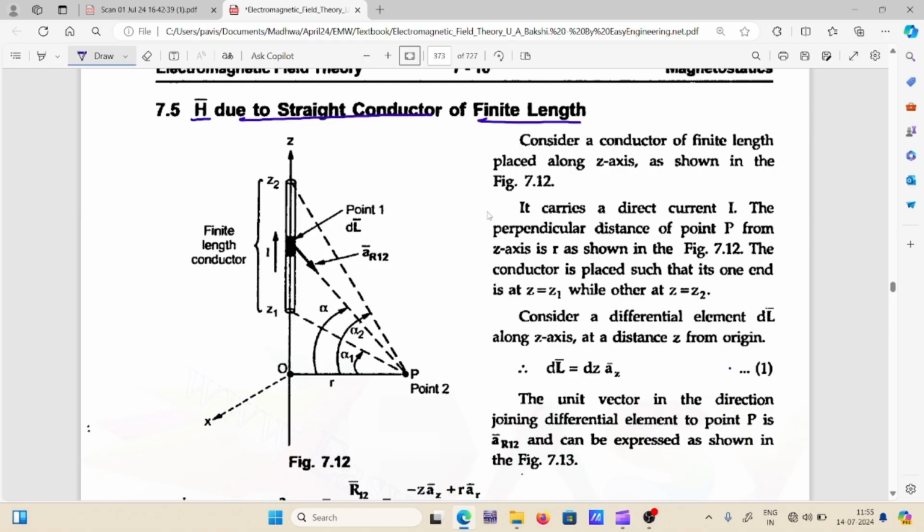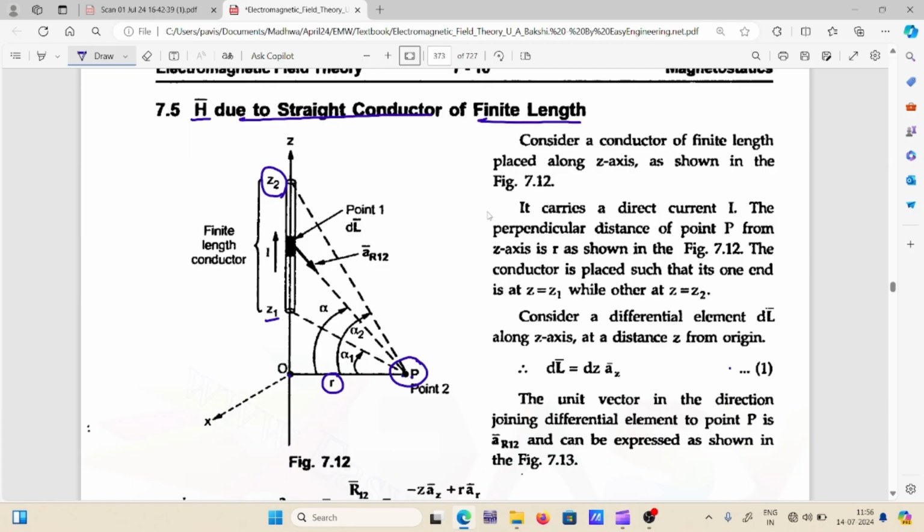So we are placing one conductor which has a finite length from Z1 to Z2, and it carries a current I. We placed it on the positive Z axis, and there is an observation point P on the Y axis. We mention R as the distance from the origin to P, and there are angles alpha, alpha 1, alpha 2, because since we placed the conductor on the positive z axis, it makes an angle for the observation point.